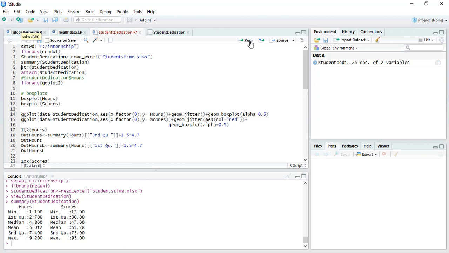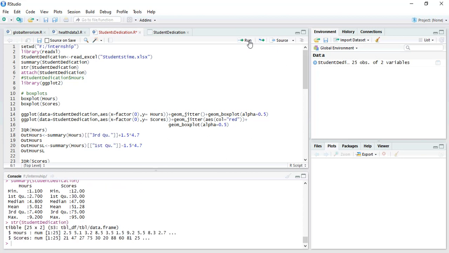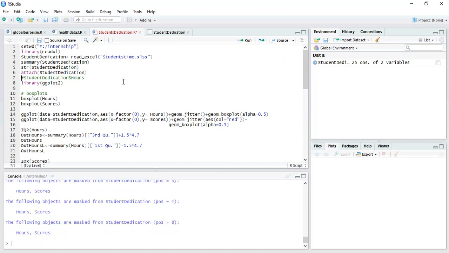Now, mean is the average, and median breaks the whole data into two halves; it is the middle point. What the first quartile and third quartile are, I'll come back to. Now, what is the structure? The structure is that both are numeric in nature. Now we attach this student_dedication data. Why do we attach it? Otherwise, every time we would have to write student_dedication dollar hours or student_dedication dollar scores. To avoid that, we attach it so that we can use hours and scores individually.